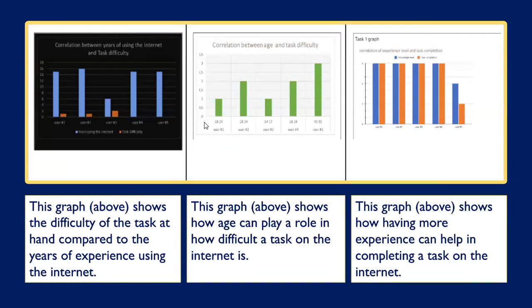And a summary of all our graphs, where the first graph is the correlation between years of using the internet and the task difficulty. The second one was basically the age demographic compared to the task difficulty. And the third one was the correlation between experience and the task completion.